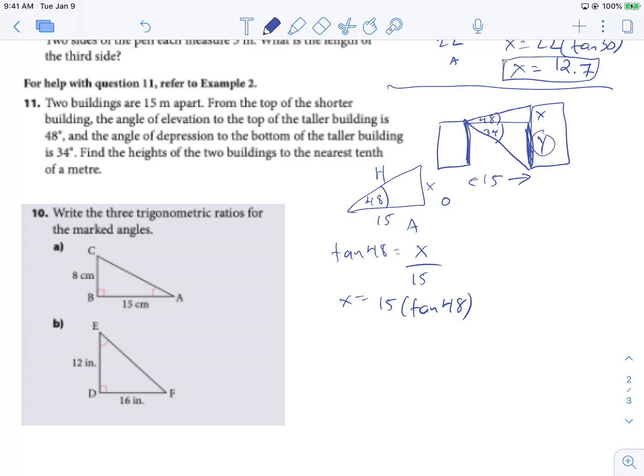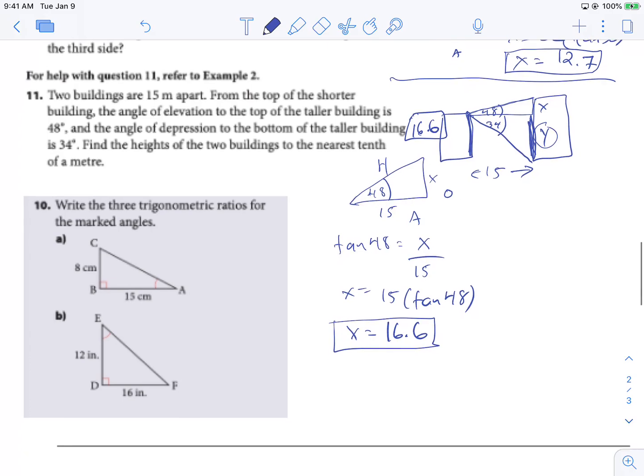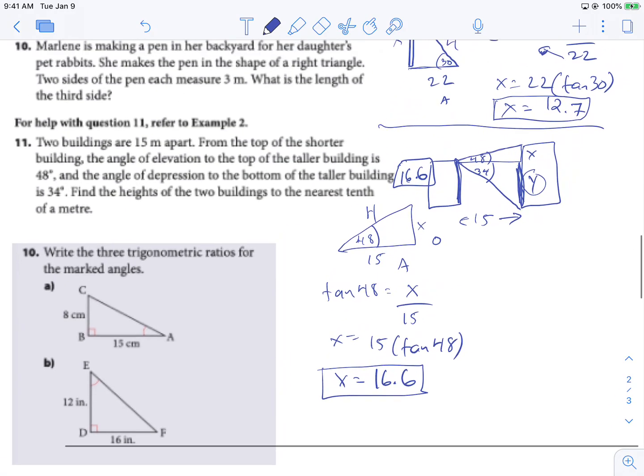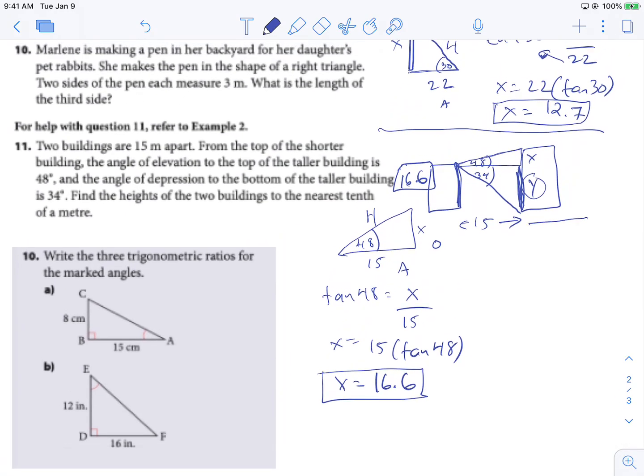So when we do this on our calculator, 15 times tan 48 gives us a value of 16.6. So we know the short building is 16.6. We still need to figure out how tall is that taller building. Okay? So to figure out the taller building, let's solve for y. This triangle looks like this. This was 15, and this was 34. We need to figure out what y is.